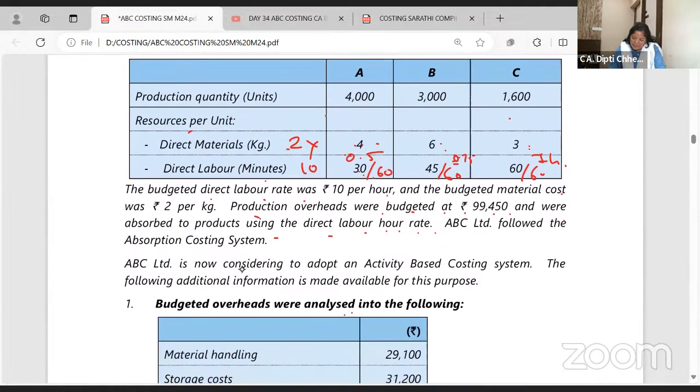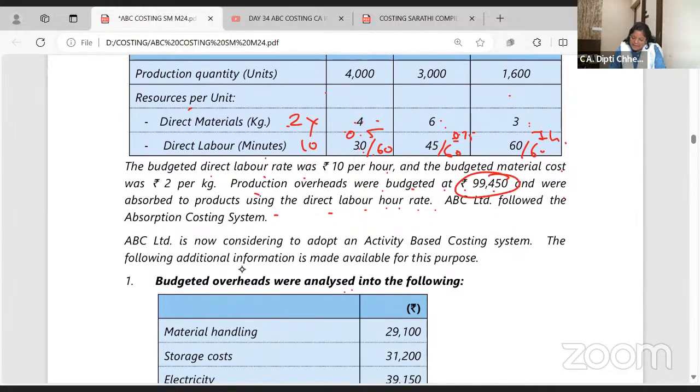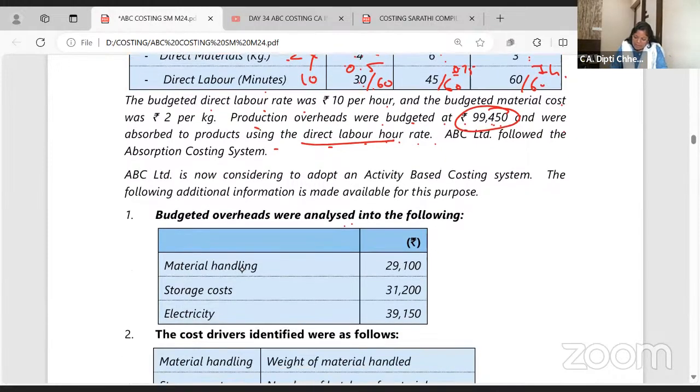Okay. So far, what was your overhead? 99,450. It was absorbed using direct labor hours. Same like the third problem, but the cost drivers have a little more detail. Yeah, but now they are saying, total this up. 29,100 plus 31,200 plus 39,150 is 99,450.